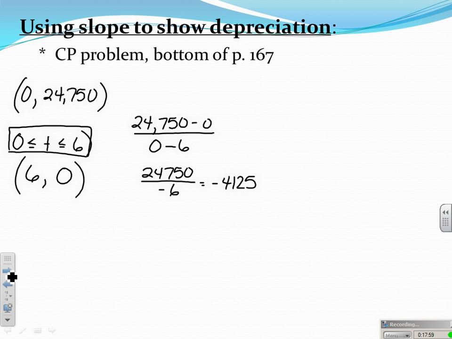So if we were going to write a linear equation, our value, we'll just use V. You could use Y and X if you still want to. Your value is going to be this much loss per year plus, we'd want that to be our y-intercept, right? We get that from our point (0, 24,750), because at time of 0, that machine was still worth all of its value, $24,750. So here'd be our linear equation.